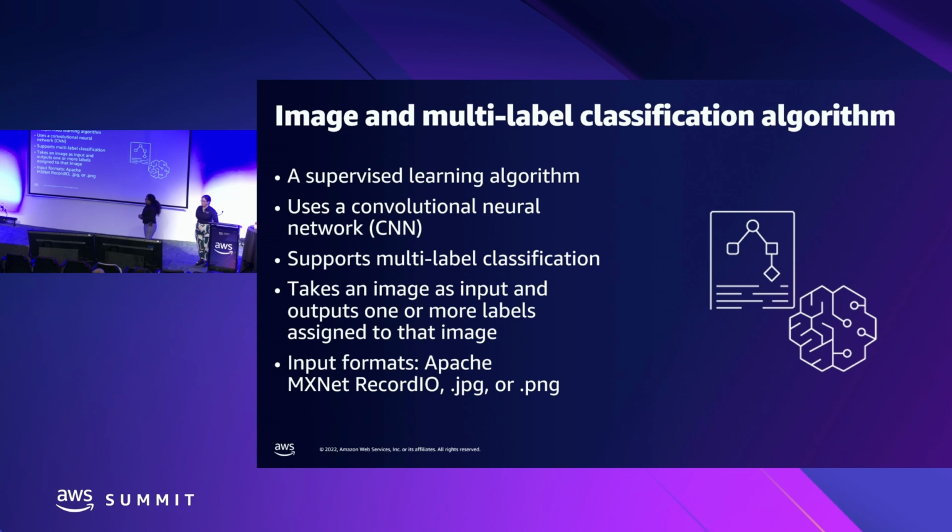Finally, the input format that is accepted, and in fact most recommended for this model, is the Apache MXNet RecordIO format. However, this algorithm also accepts raw image formats such as JPEGs and PNG files. And we took that route. We generated MEL spectrograms as PNG files. We fed those PNG files into the classifier as our input.